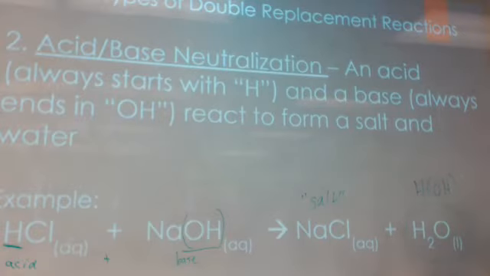So essentially, we take two very hazardous substances, an acid, which can burn your skin and eyes, a base, which can burn your skin and eyes, will kill you if you drink it, and we make salt water. Okay, so chemical reactions are pretty amazing.